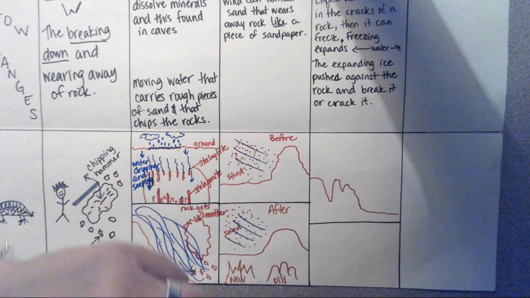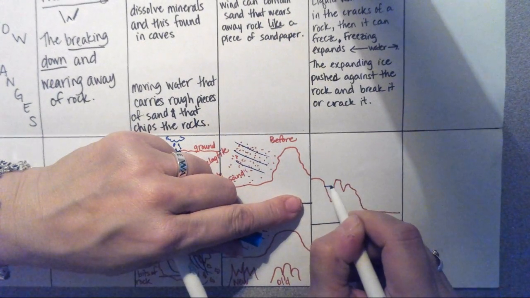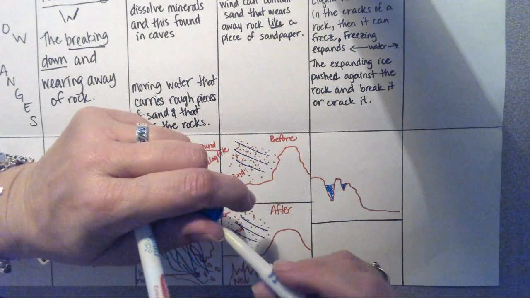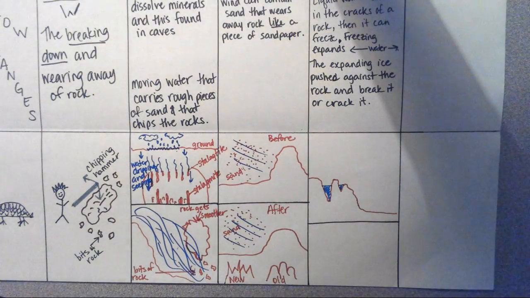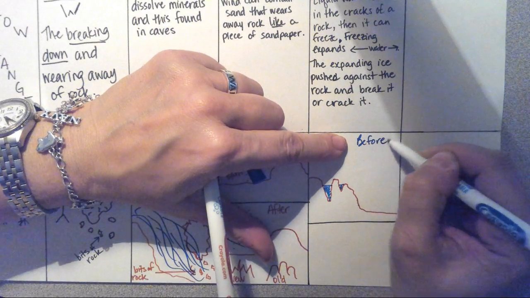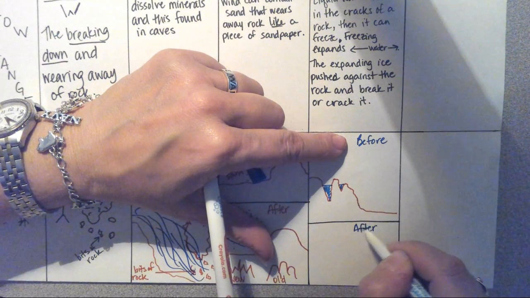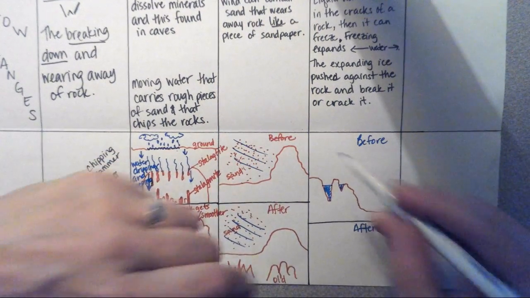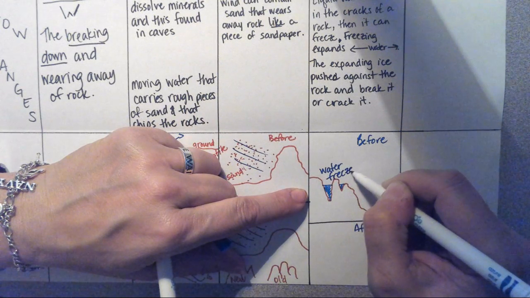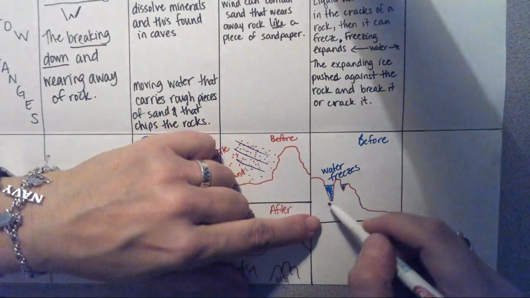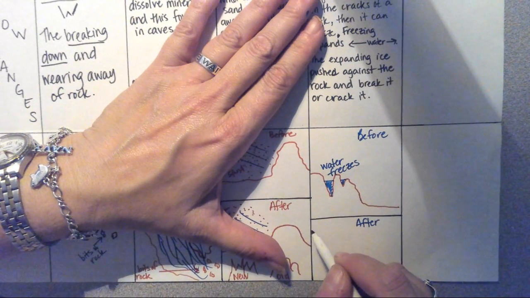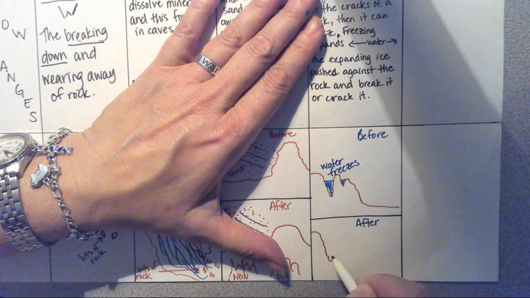Then when that water comes down, that water comes in there, and what is it going to do? Correct, it's going to freeze. So then the water freezes. And then it makes little cracks in these rocks, right? So then we have deeper holes.